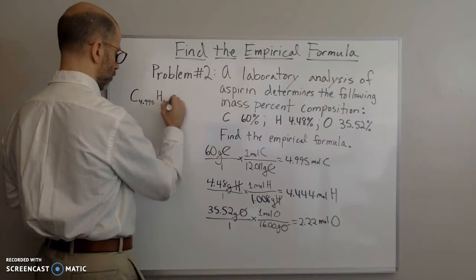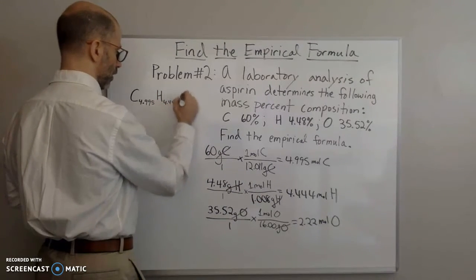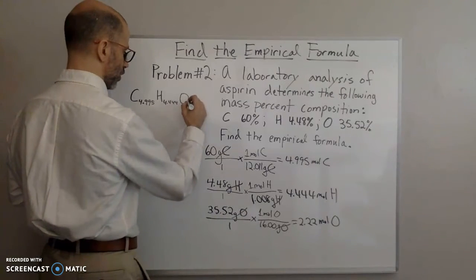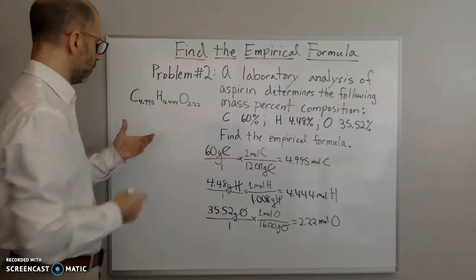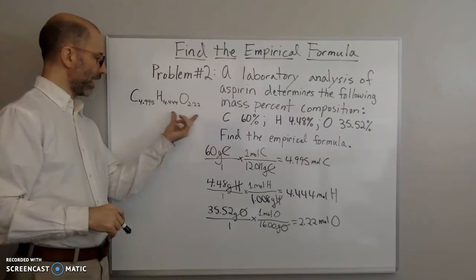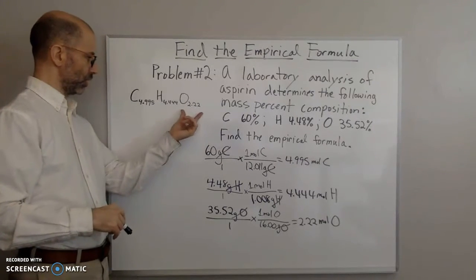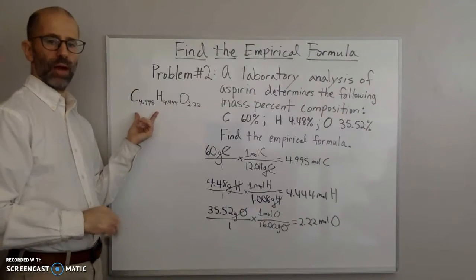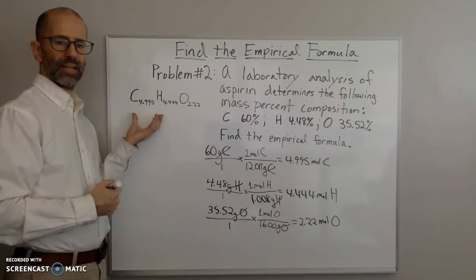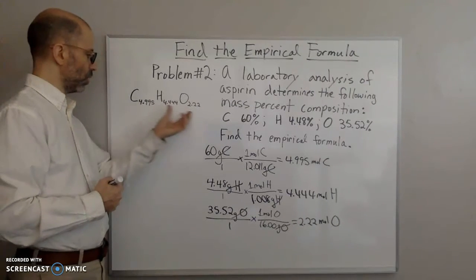So that's going to be 4.444, and then oxygen with 2.22, right? So now I have my moles in my formula, right? But I don't want decimal number moles.